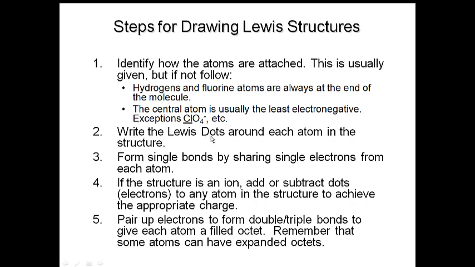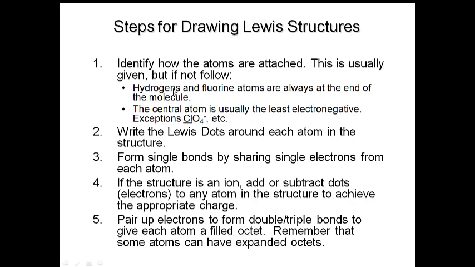Then we write the Lewis dots around each atom in the structure. I like to give each atom the total number of Lewis dots that it would have in a neutral atom. And then we form our single bonds, and if we have an ion, we add or subtract electrons, and it doesn't matter from where. Then we pair up the electrons to give us double or triple bonds if necessary. But at the end, we have to remember that each atom has to have a filled octet, with some exceptions, being hydrogen and fluorine.